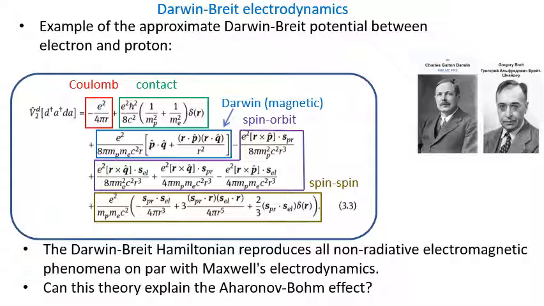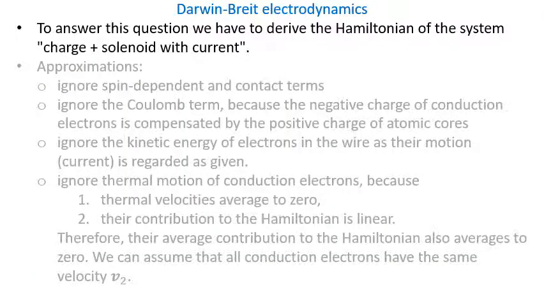But how about the Aharonov-Bohm effect? How does the Darwin-Breit Hamiltonian explain these observations? This will be the topic of our lecture today. To answer these questions, we have to derive the Hamiltonian of the system charge plus infinite solenoid with current. As a starting point, we'll take the interaction potential between two charged particles presented on the previous slide.